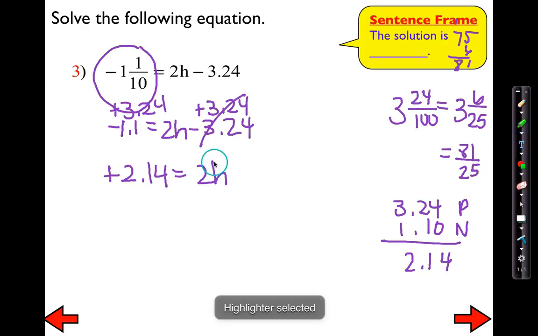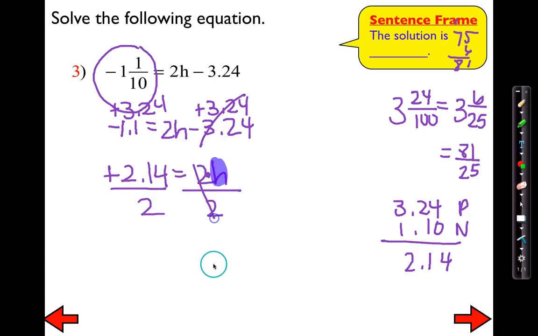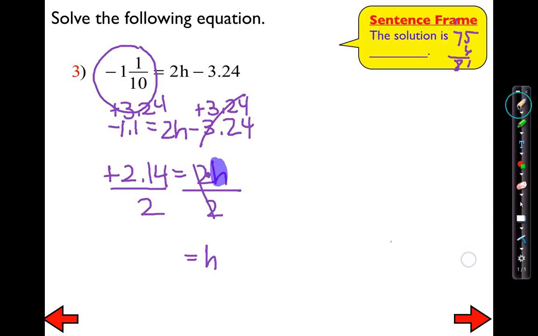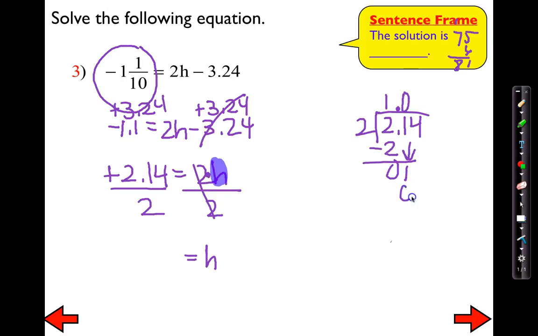Okay, so my variable is still not isolated yet, so this means 2 times h. So I'm going to have to do the inverse. Instead of multiplying by 2, I'm going to divide by 2. That's going to cross cancel, leaving me with h equals. Now I'm going to go ahead and divide, doing some side work. We have our 2 and 14/100ths divided by 2. 2 goes into 2 one time. Bring down the 1. 2 goes into 1 0 times, which is a 0. Bring down the 4. 2 goes into 14 7 times.